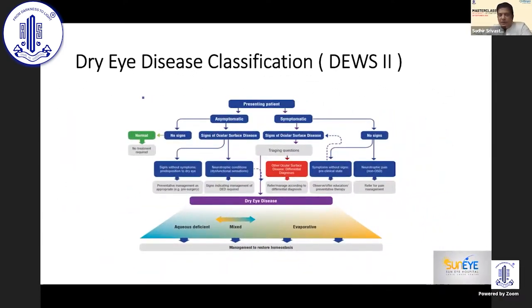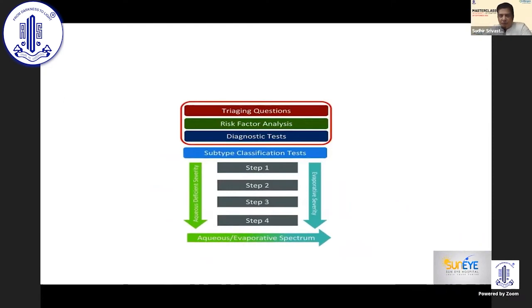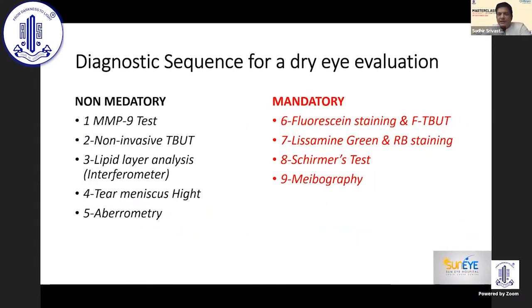If we go by the classification of dry eyes, what we basically establish is whether the patient has aqueous-deficient or evaporative dry eye, and the majority of patients have a mixed picture. So by asking triage questions, using questionnaires, risk factor analysis, and different diagnostic tools, which we will discuss in the next few slides, we come to understand the bad ocular surface.